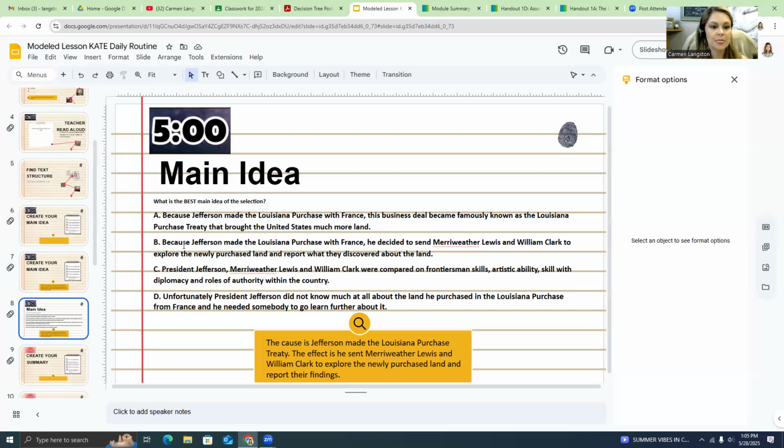Let's look at B. Because Jefferson made the Louisiana Purchase with France, he decided to send Meriwether Lewis and William Clark to explore the newly purchased land and report what they discovered about the land. Okay, that sounds a lot like mine.